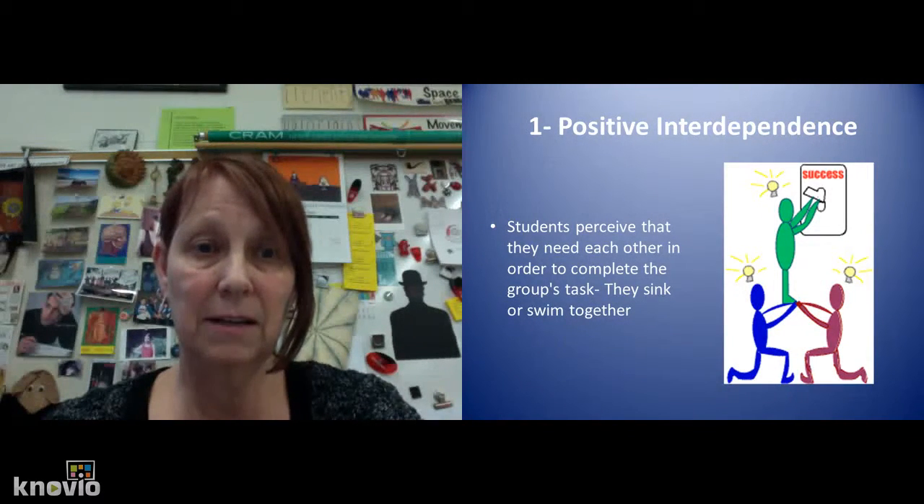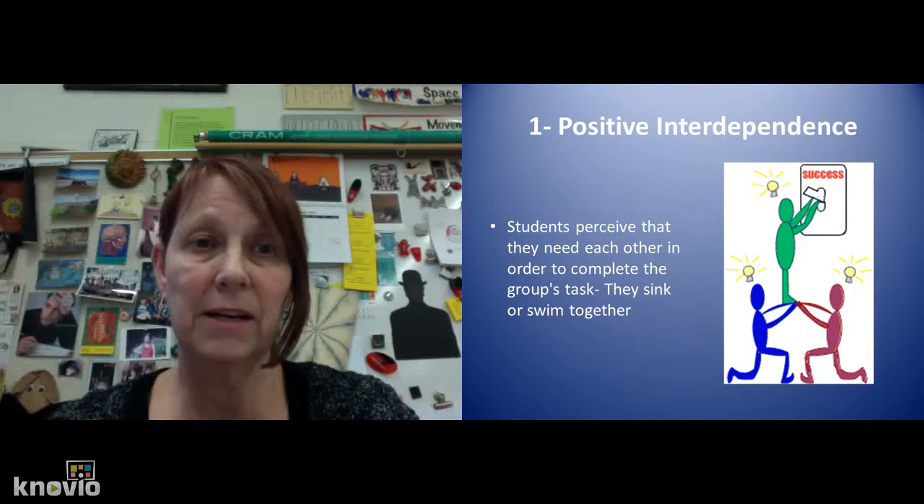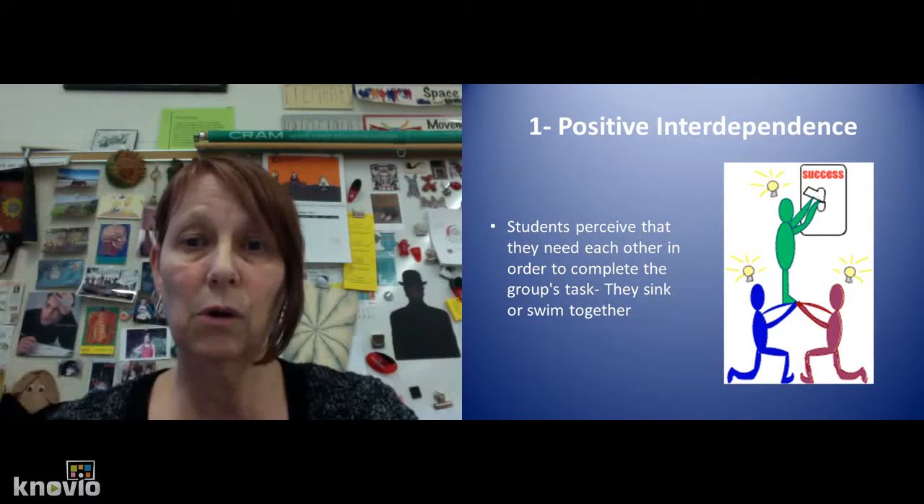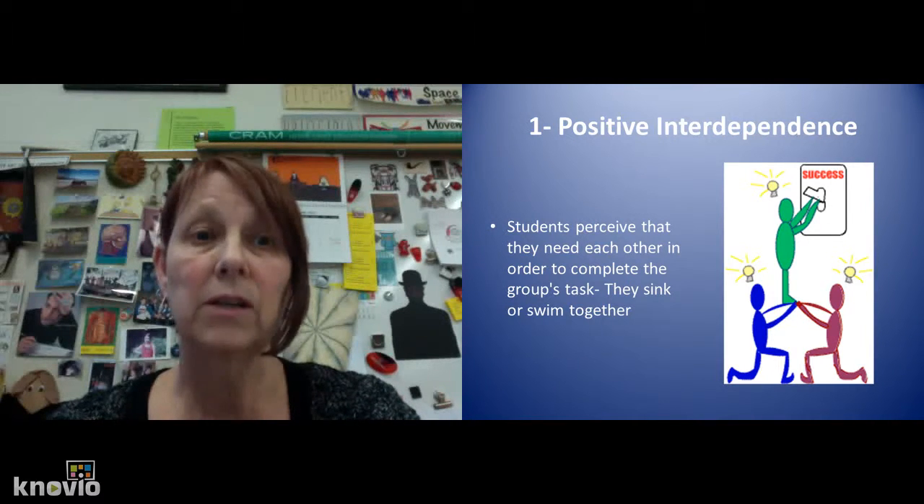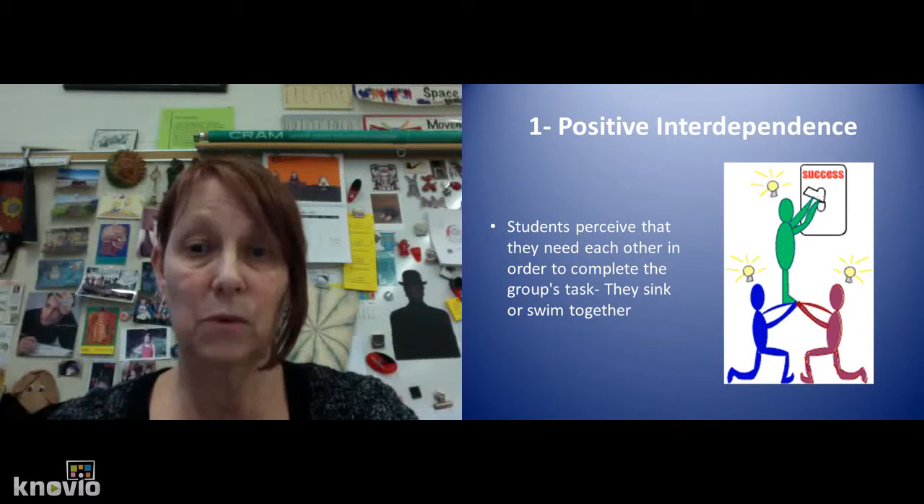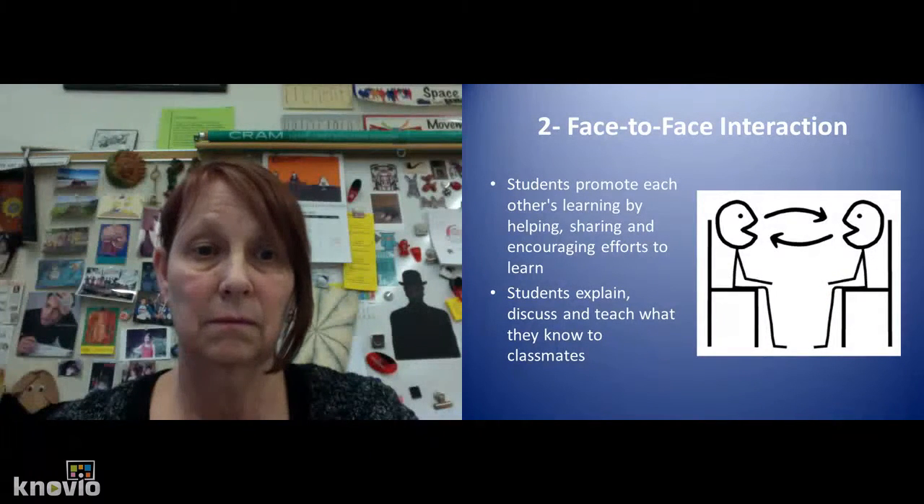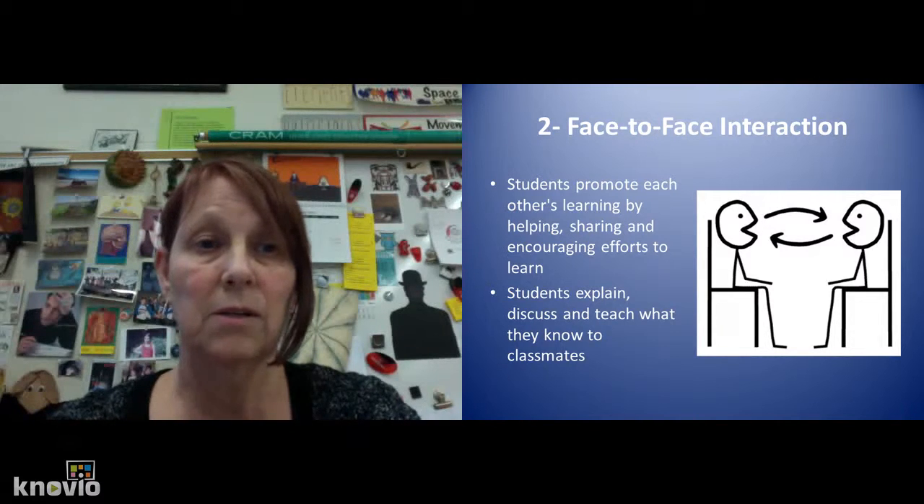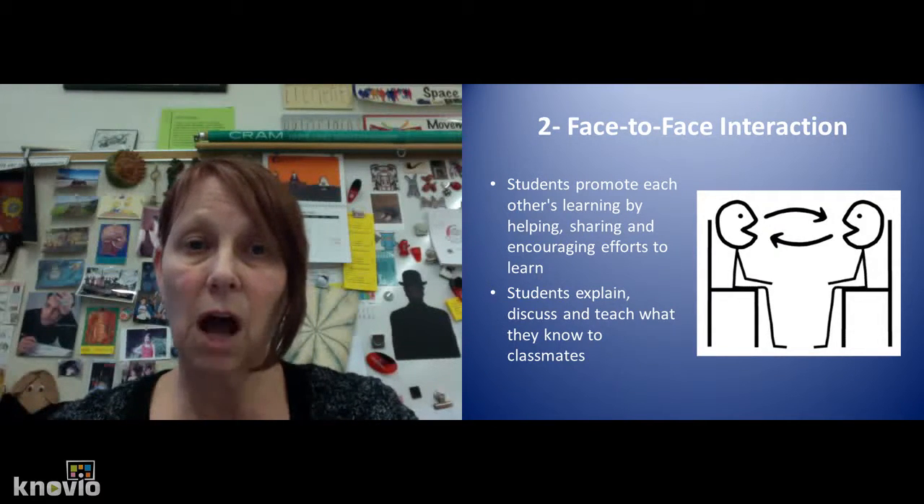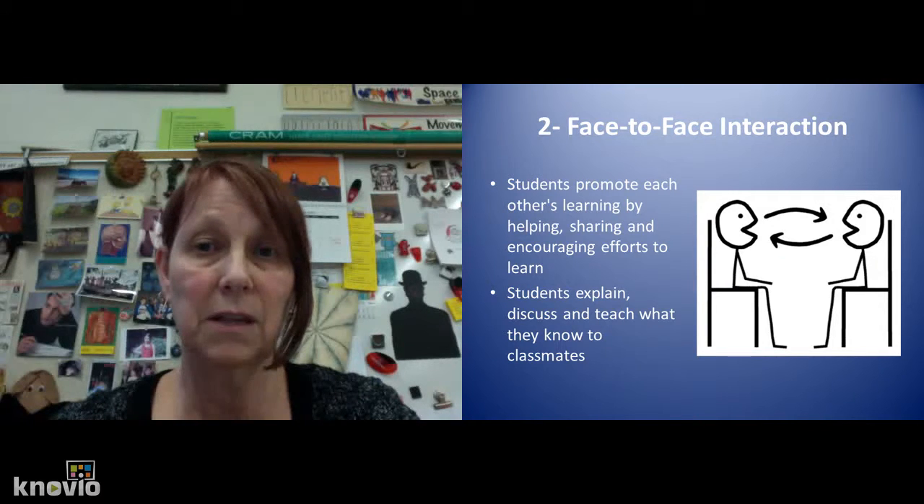Positive interdependence. Teachers may structure positive interdependence by establishing mutual goals, joint rewards, shared resources, and assigned roles. Face-to-face interaction. Teachers structure groups so that the students sit close together and talk through each aspect of the assignment.